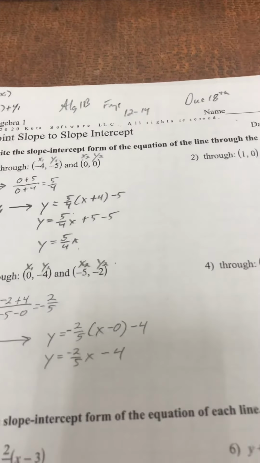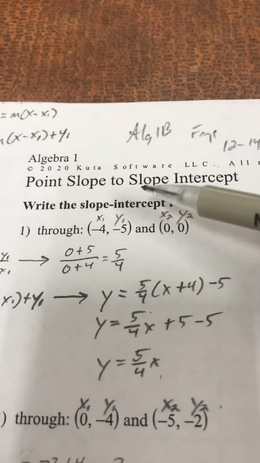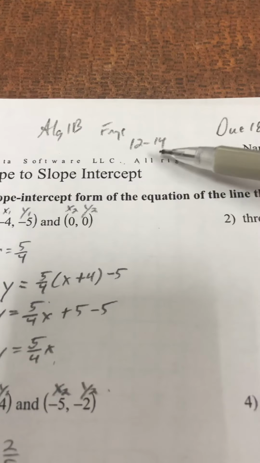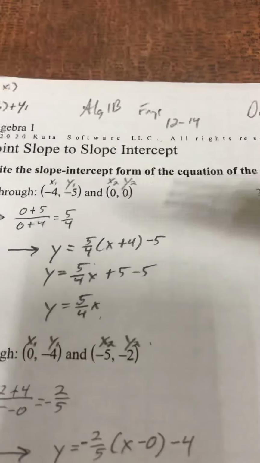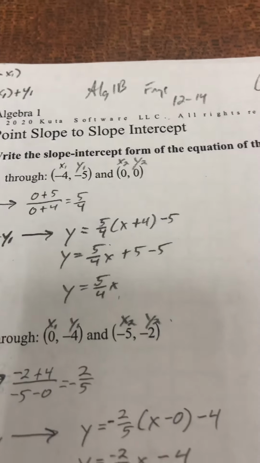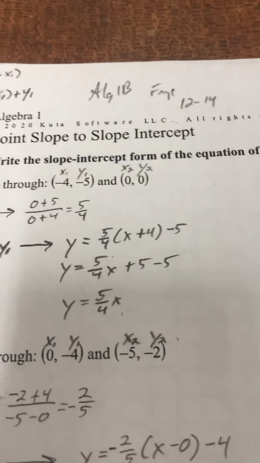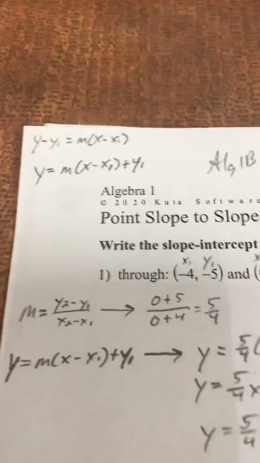Hello, Algebra 1B students. This is your point-slope to slope-intercept form. This is not due until the 18th, Friday, but I'm putting it out today because I see that some people are wanting to get started on it and work on it. So here's some help for you.